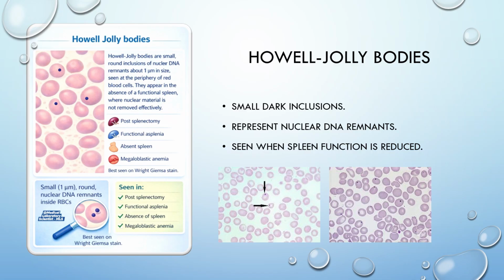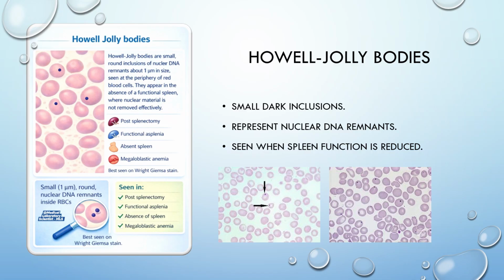If small nuclear remnants remain inside the red blood cell, the spleen typically removes them as the cells pass through the splenic circulation. However, when spleen function is absent or reduced, those nuclear remnants may remain inside the red blood cell and become visible on the smear. Microscopically, Howell-Jolly bodies appear as small, round, dark purple inclusions located near the periphery of the red blood cell. They are usually single, well-defined dots, which helps distinguish them from other inclusions.